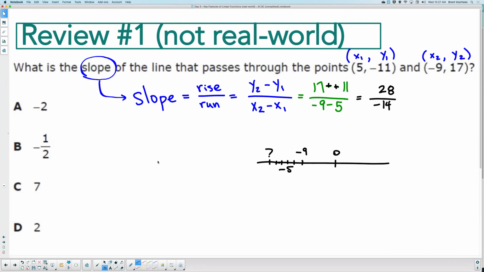Now that's our value, but I look over here and I don't see that answer, which means it must be simplified. What number can go into both 28 and 14? 7 goes into both, and a bigger number. 2 goes into both, 7 goes into both, and a bigger number. 14 can go into both. How many times does 14 go into 28? 2. How many times does 14 go into negative 14? Negative 1. What is 2 divided by negative 1? Negative 2. That's our answer.